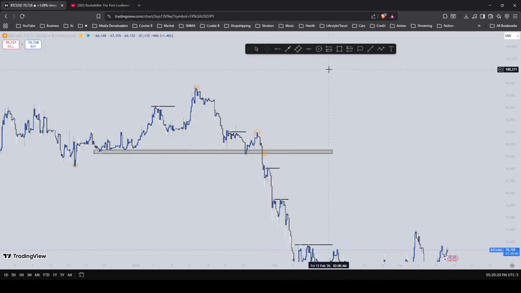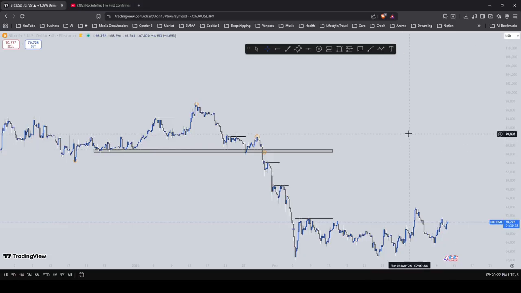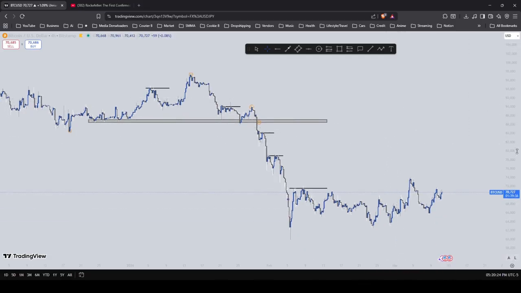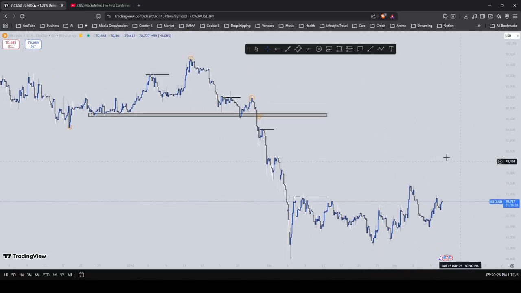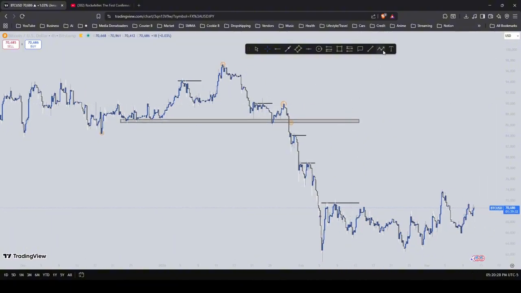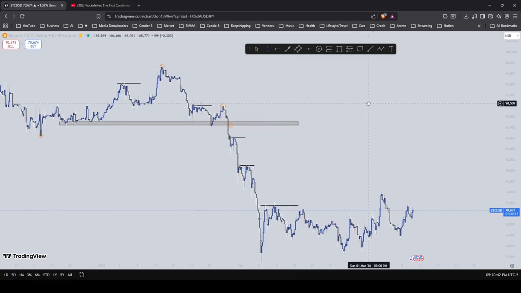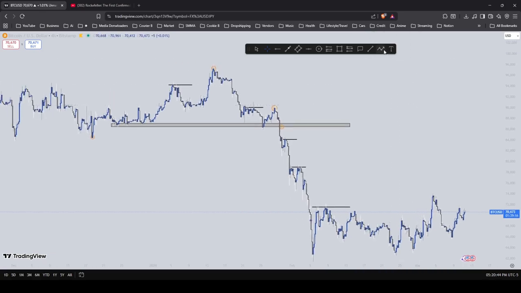Does this not look familiar to you guys? Like, let's cut the BS. Does this not look familiar to you guys? What does this look like? Let's go ahead and mark it for you guys. Here, here, here, here. What does this look like to you guys? Does this look familiar? Does this not look familiar?